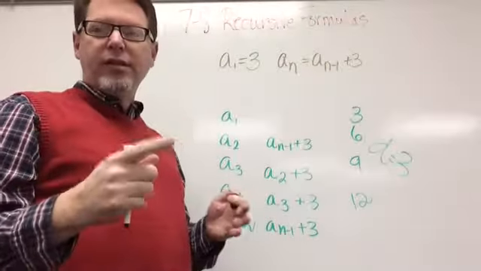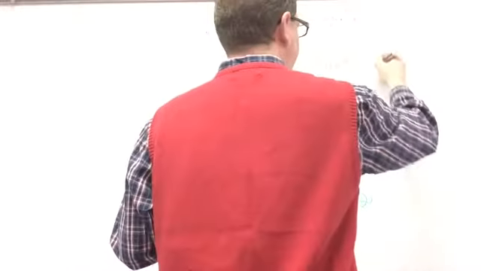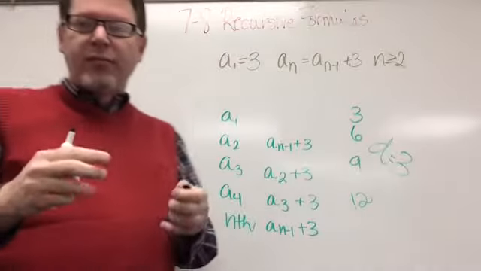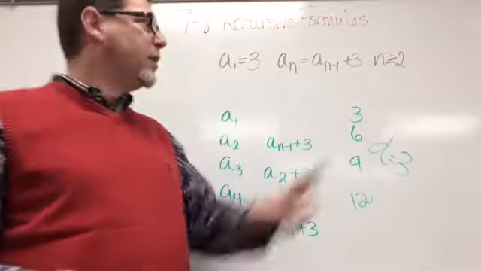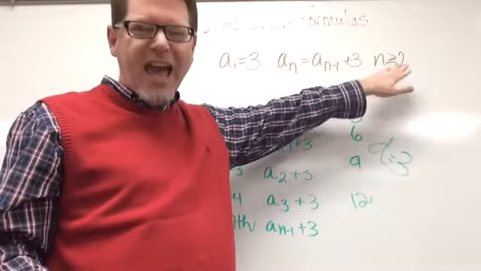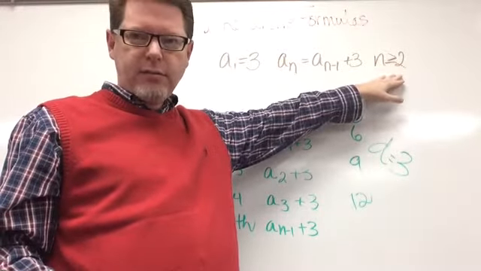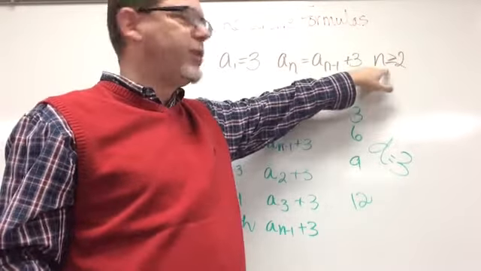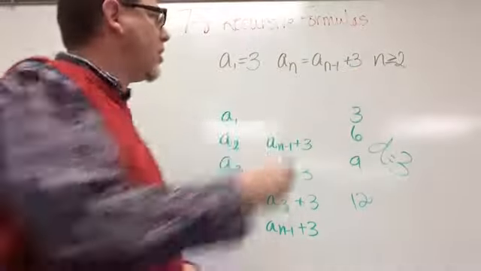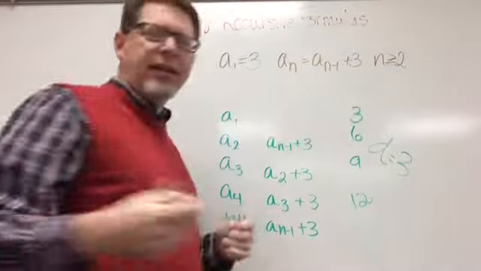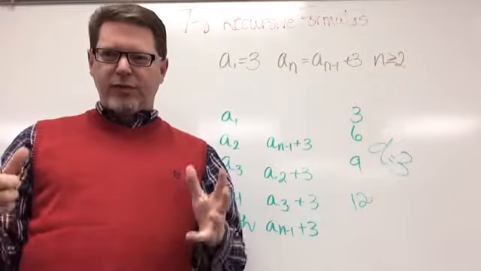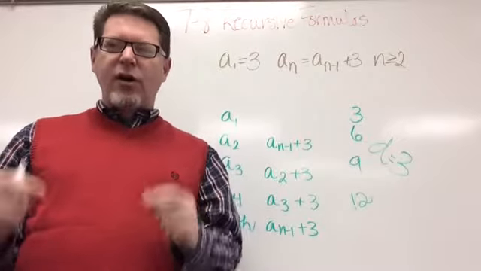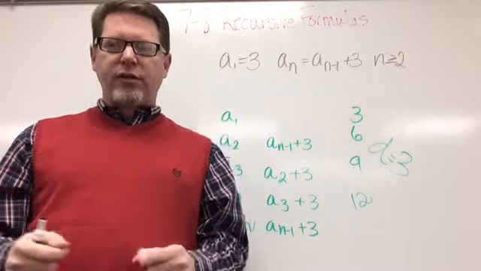And then the last part of this is the domain, which is n is greater than or equal to 2. Now notice that n is the number of the term. We already know the first term, so we don't need to find the first term. We're looking for all of the terms after 1, which would be n greater than or equal to 2. So all 3 of these parts end up being the formula for recursive. It's a lot. There's 3 parts to this thing, but you have to have all of them in order to have the recursive formula.